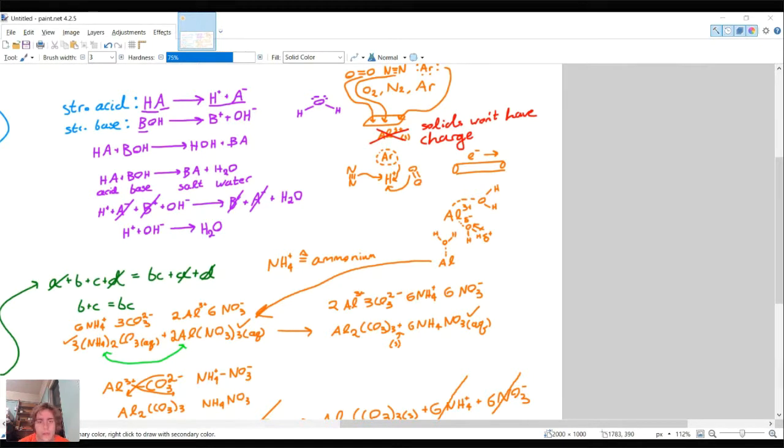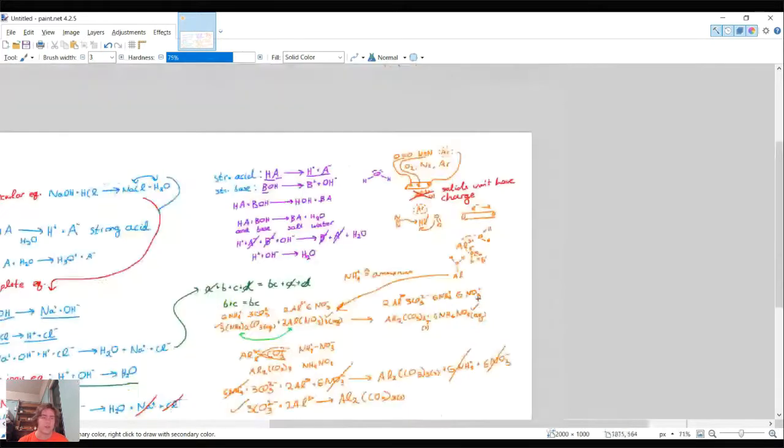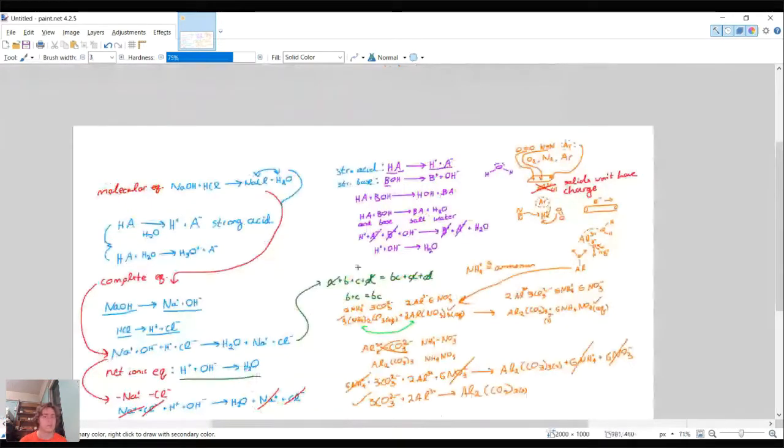So yeah, the solubility rules, balancing complete ionic reactions, spectator ions. A spectator ion, we're going to define as literally just an ion that watches. It's an ion that's in the solution but doesn't really react. So it's the ions that we cancel out here.